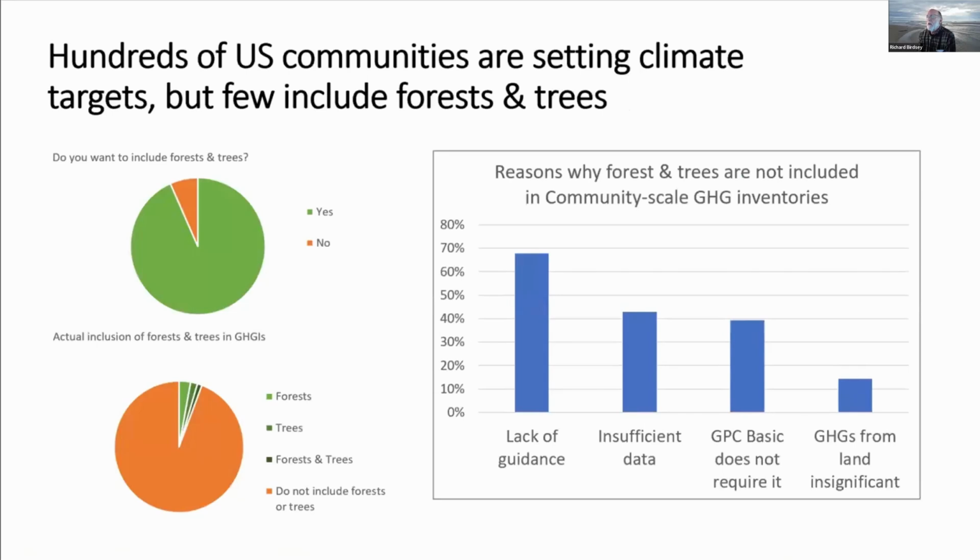And you can see the pie chart on the upper left shows that nearly every community had some interest in including forest and trees, but as the bottom graph shows, very few actually did it. And the reasons are listed over on the right side of the screen. The largest reason was they had lack of guidance. They really didn't know what to do. Most of these folks compiling the greenhouse gas inventories had little knowledge of forestry, or if they had forestry knowledge, they didn't really know much about the carbon cycle or how to make estimates. And others thought there was not enough data, the information wasn't really required, or they thought the land was an insignificant source or sink for greenhouse gases.